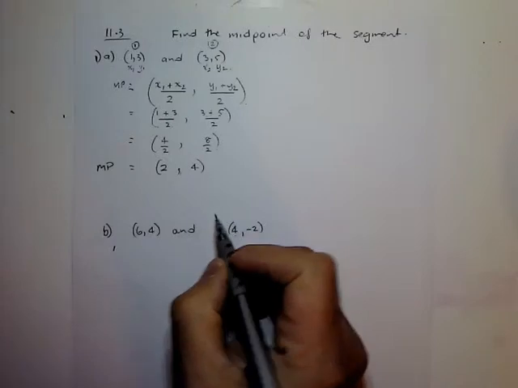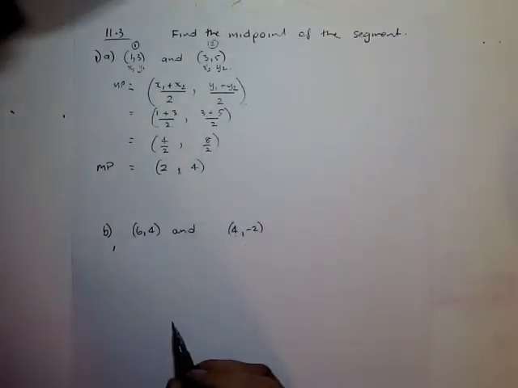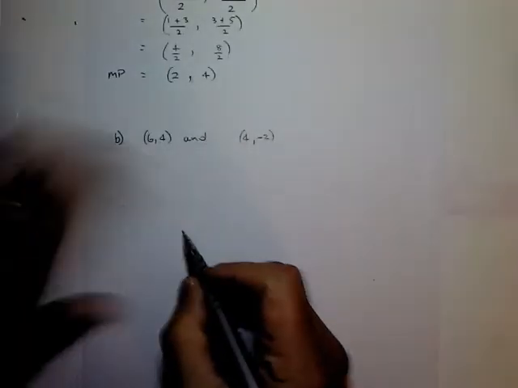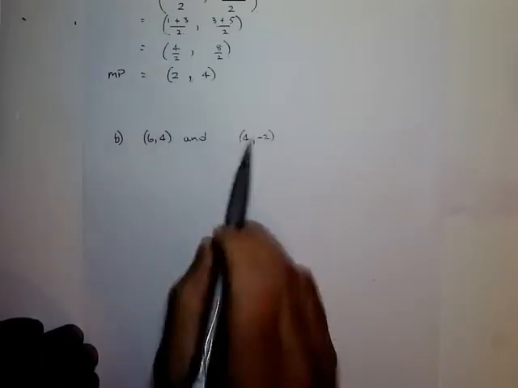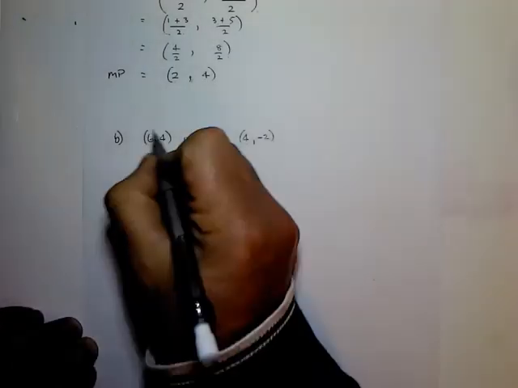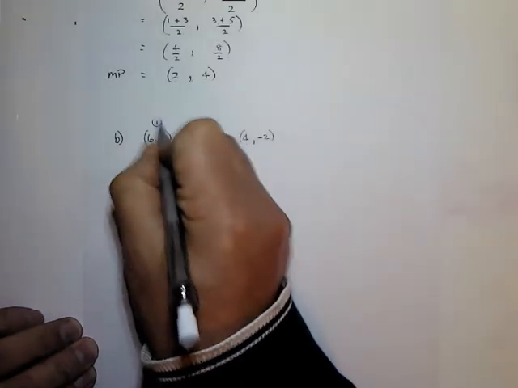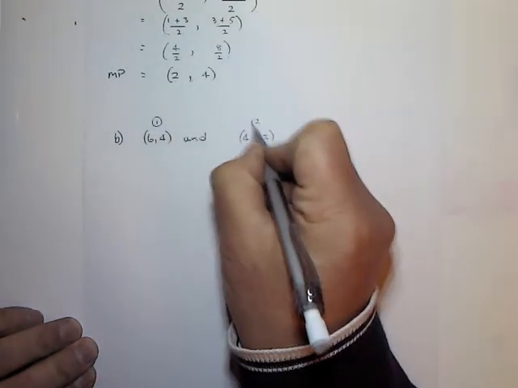Okay, question B. Let's find the midpoint of those 2 points. Okay, so we'll call this one point 1. We'll call this one point 2.